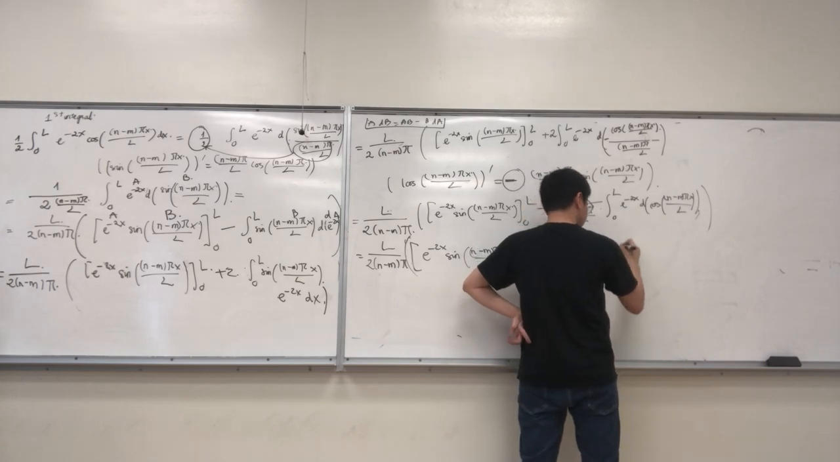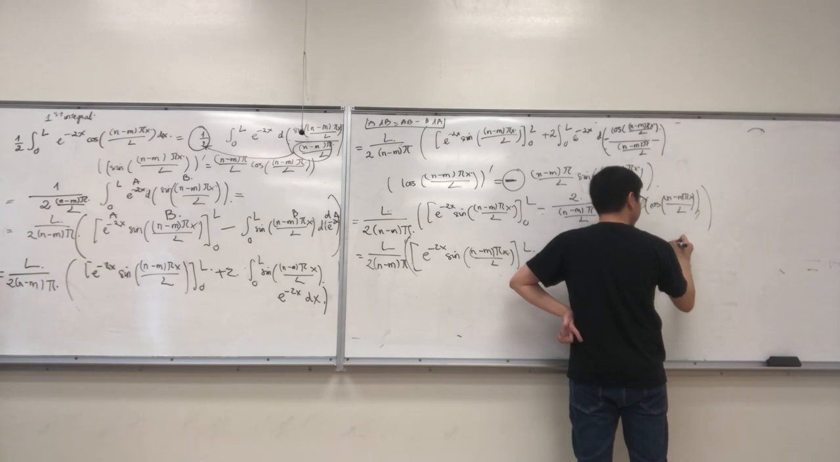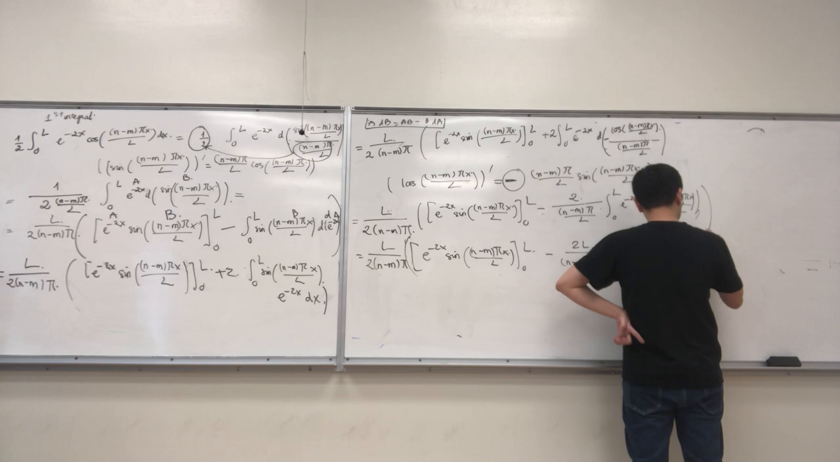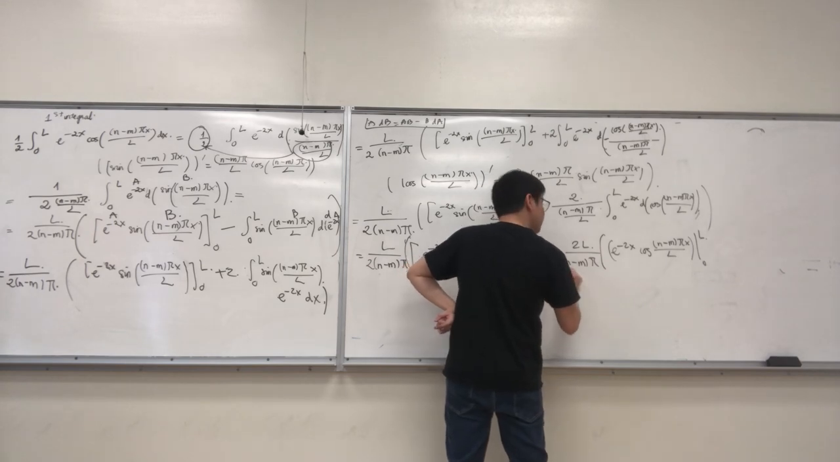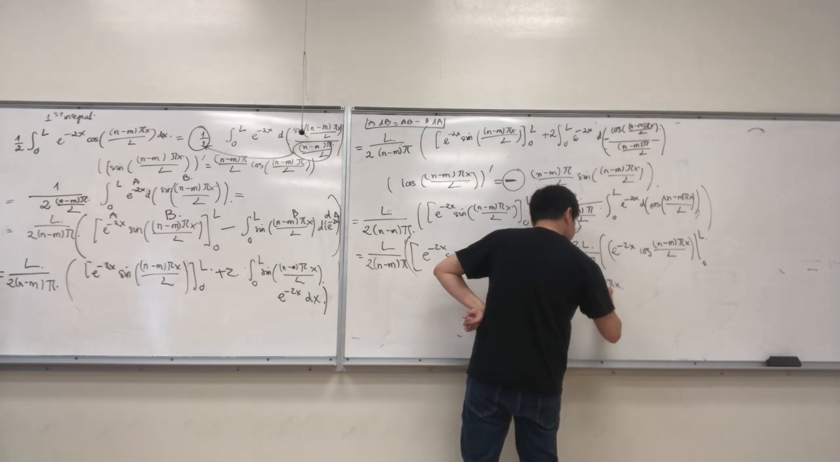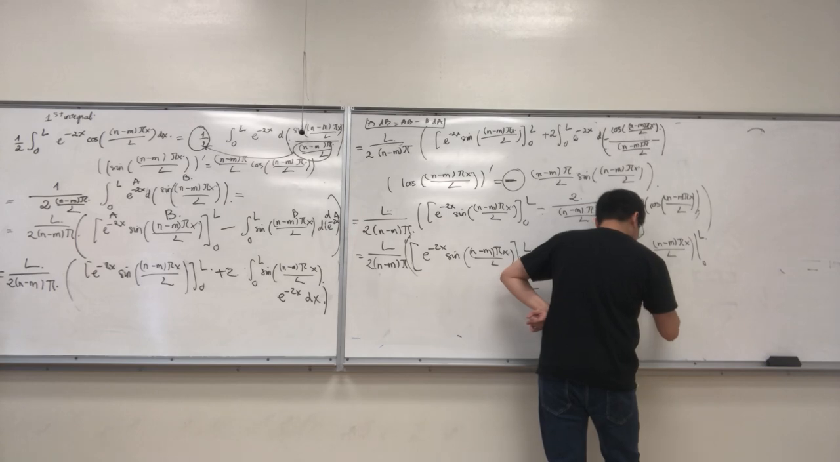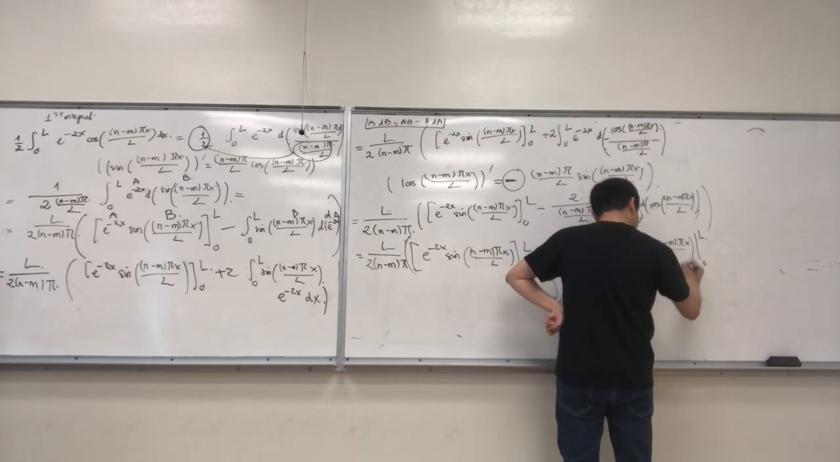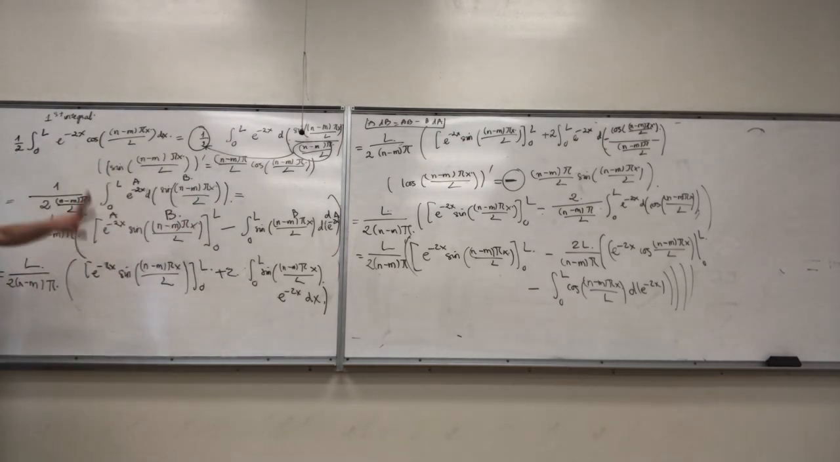and here I'm gonna use e to the power minus 2x cosine of (n minus m pi) x over L, with the boundaries 0 to L, right? And then I'm gonna have the integral from 0 to L of cosine (n minus m pi) x over L d of e to the power minus 2x. Right, and then I have a lot of brackets, right? So this is complicated.